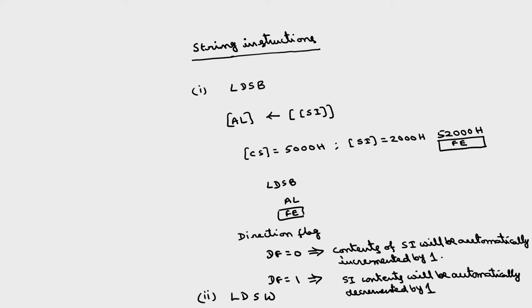There are two differences. One is that here this will be AX and a word will be taken, 2 bytes will be taken from SI and SI plus 1. And if the direction flag is reset, the contents of SI will be automatically incremented by 2. If the direction flag is set, the contents of SI will be automatically decremented by 2.